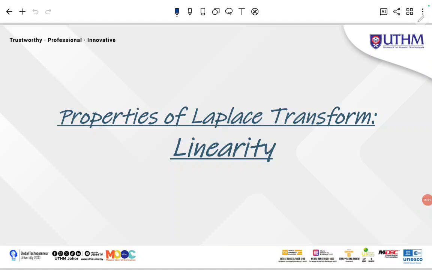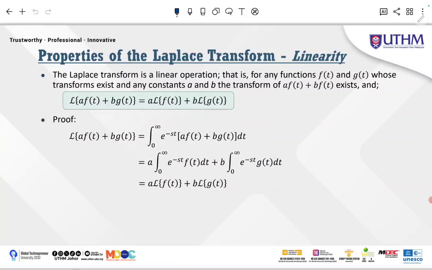So in this video, we will look at the properties of the Laplace transform. The first property that we want to investigate here is the linearity of the Laplace transform. What is the linearity of the Laplace transform? The Laplace transform is a linear operation for functions f(t) and g(t) whose transforms exist, and any constants a and b.